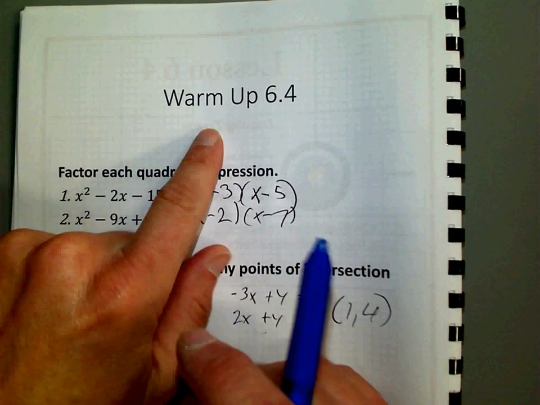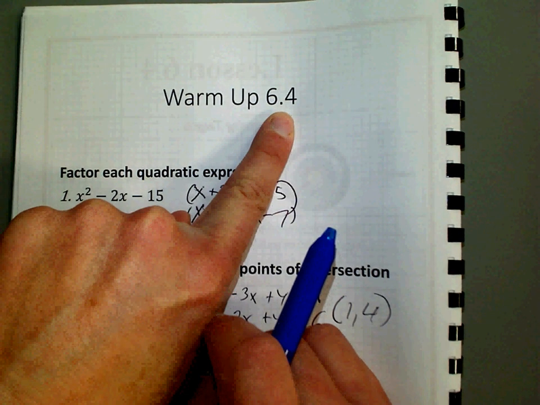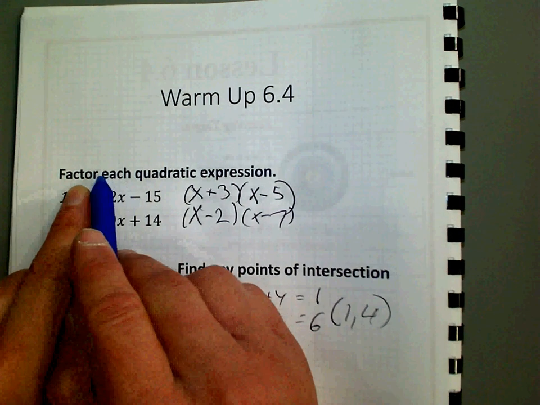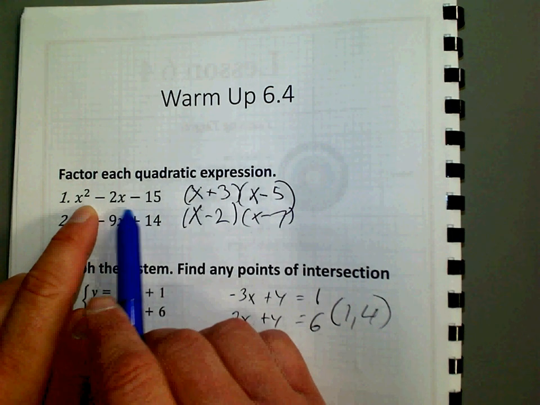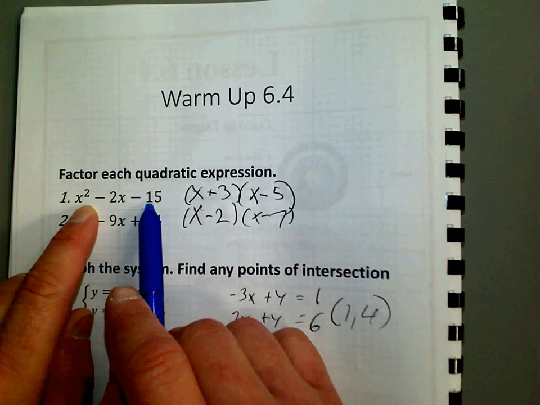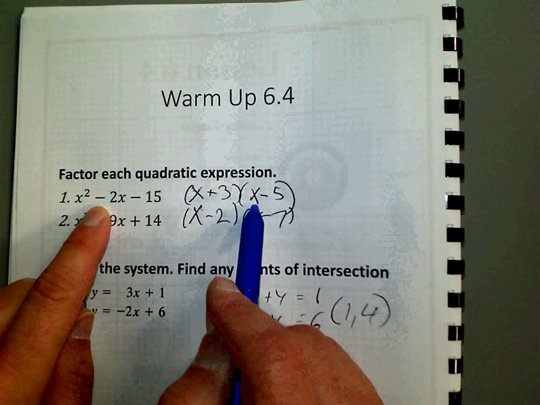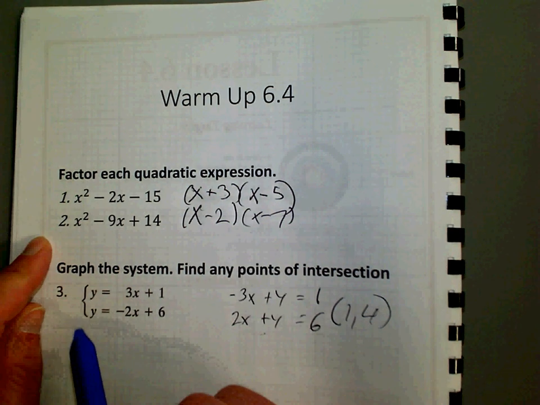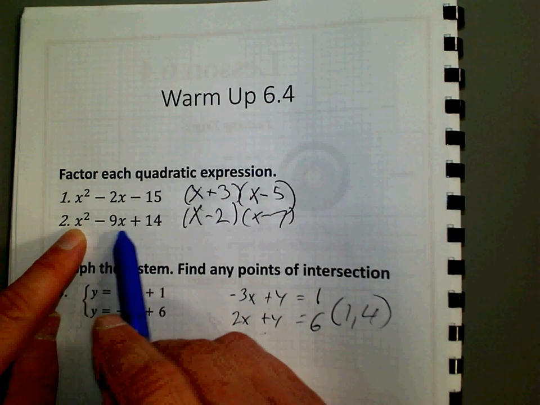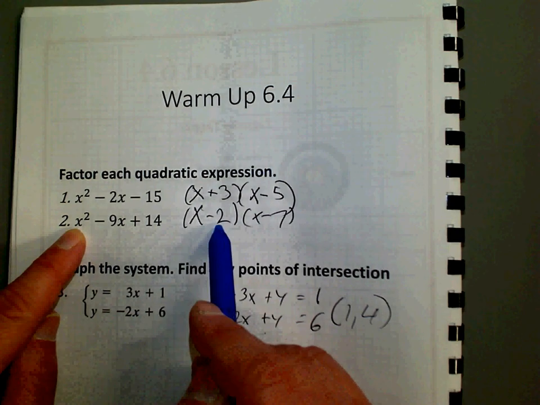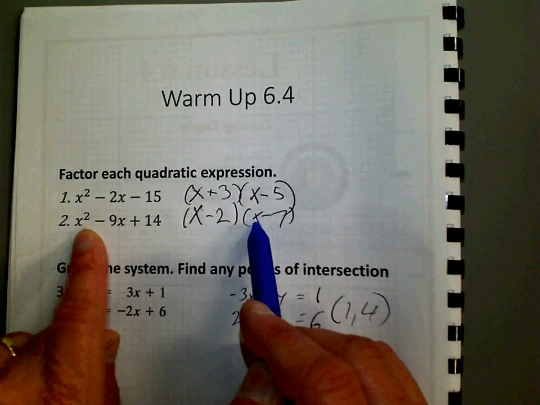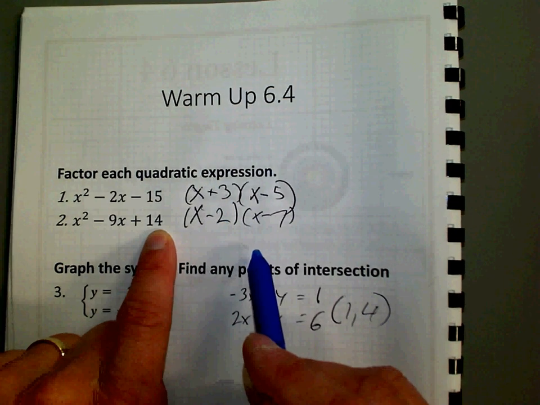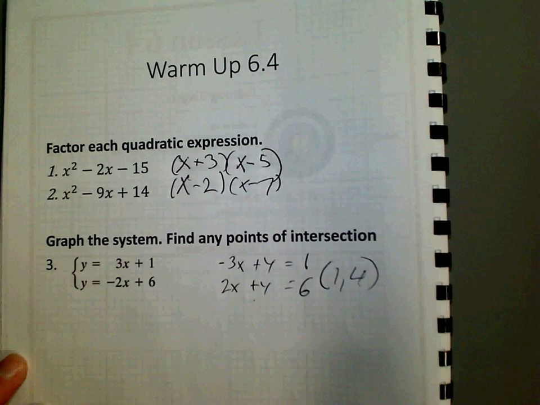Either way, we did go through this Friday. 6.4, we talked about factoring again a quadratic expression, and how this particular polynomial can be factored to x plus 3 times x minus 5. How this polynomial could be factored to x minus 2 times x minus 7. X and x, again, gives you the x squared. Negative 2, negative 7 gives you the 14, and the negative 9 in the middle.